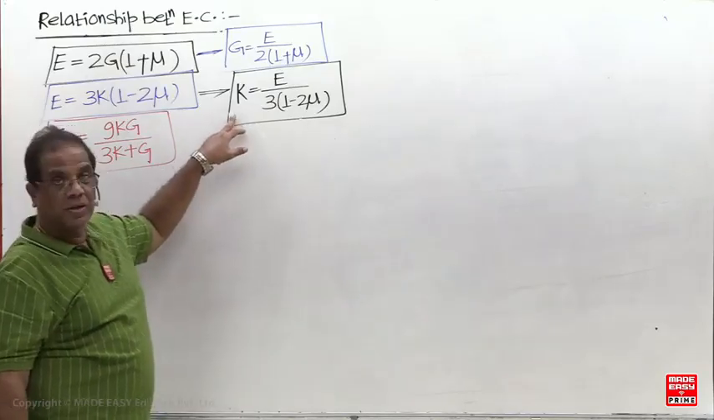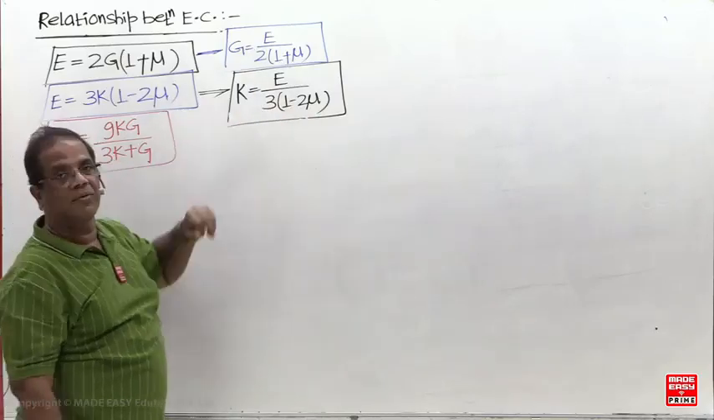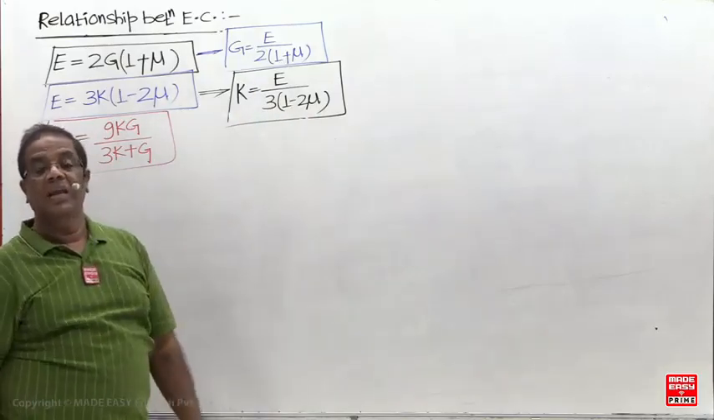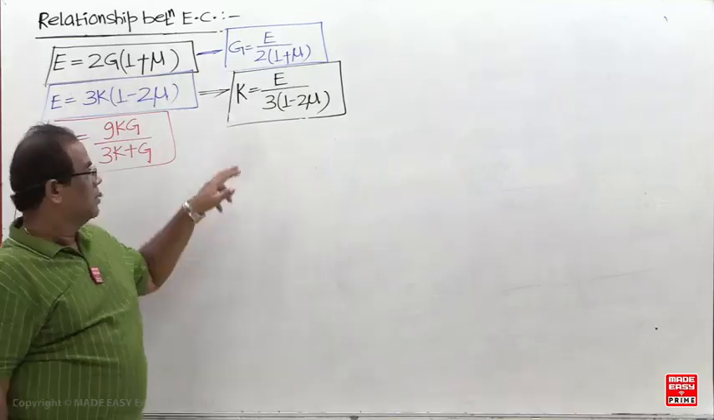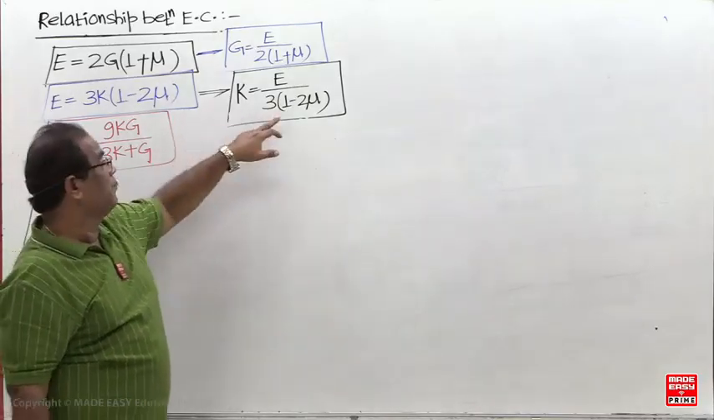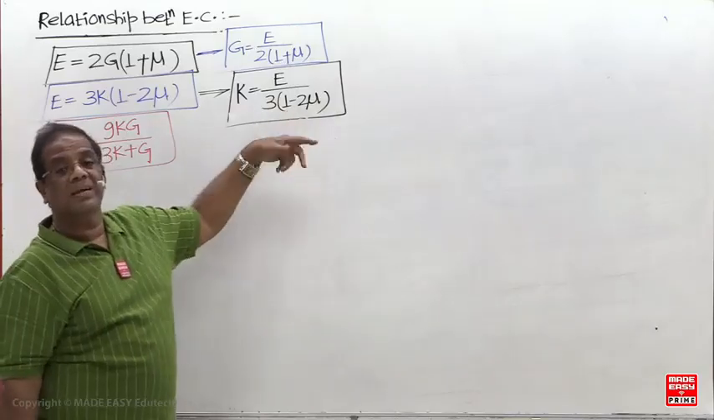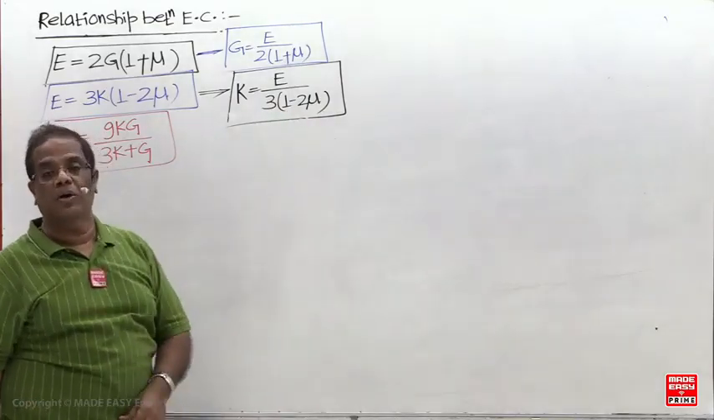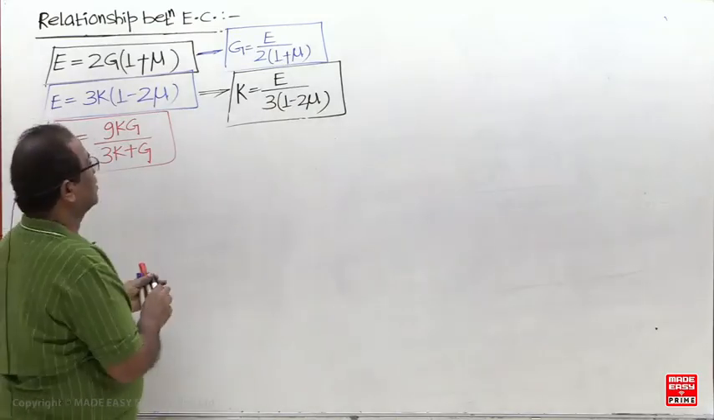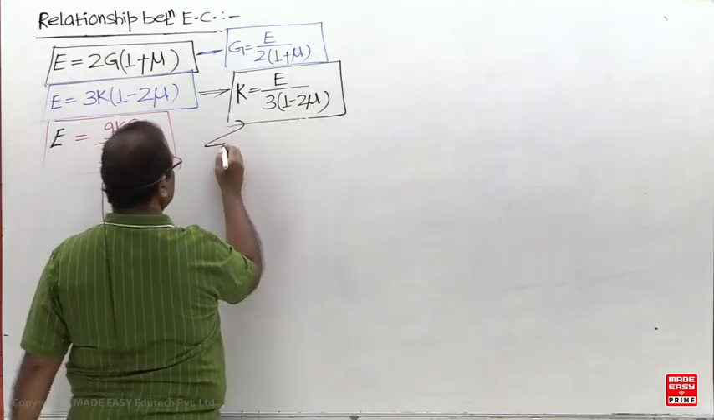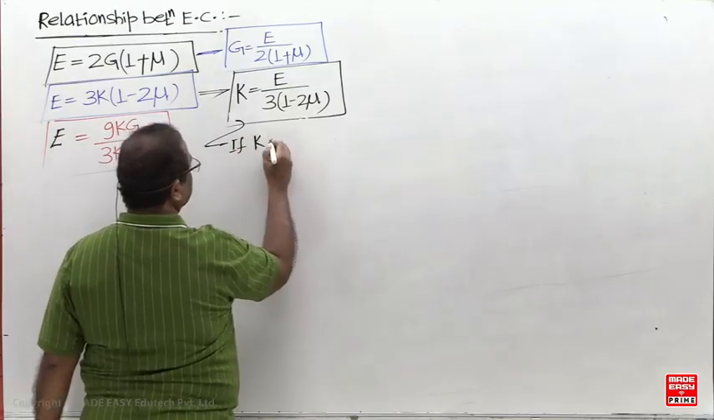If K should be positive, what is the conclusion? Just now you have written E, K, G should always be positive values. So if K should be positive, 1 minus 2 mu should be greater than 0, which means mu should be less than half. So how did we get that upper limit of mu as half? From this only, if K should be positive.